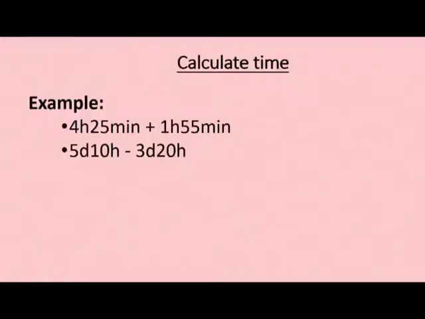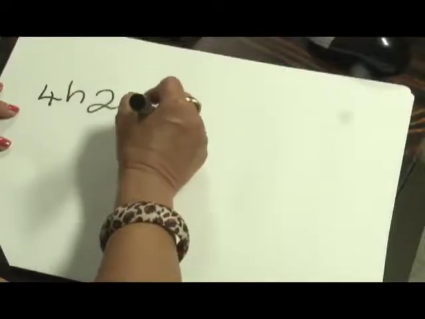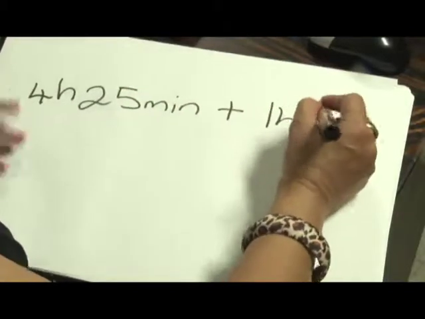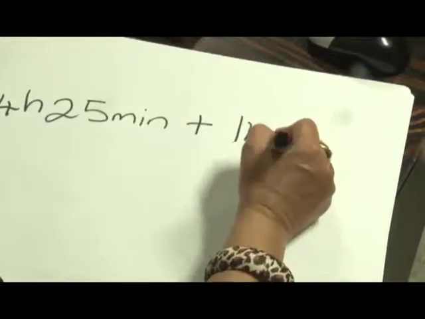Right, I've come to the end of this. So lastly, just how to calculate time. Let's do one example quickly. The time is almost up. So I have 4 hours, 25 minutes, and I have to add 1 hour, 55 minutes.